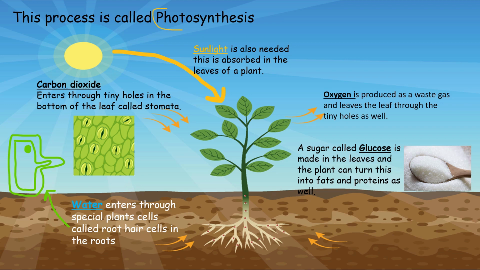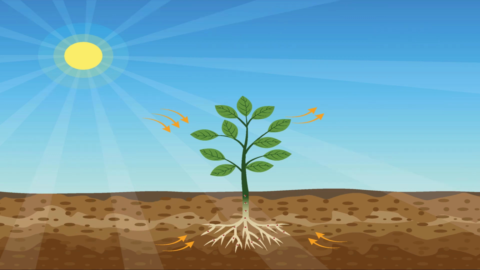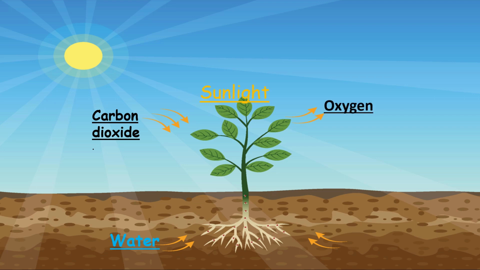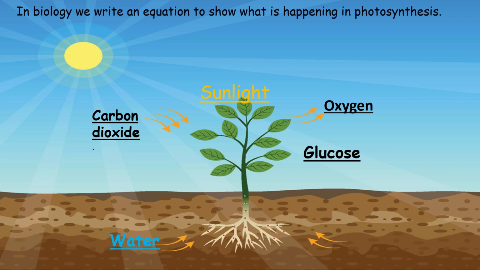Let's break down the word. Photo means light, and synthesis means making or building. So photosynthesis literally means using light to make stuff, or using light to make food. Let's remind ourselves. Carbon dioxide enters through the leaf, water through the roots, sunlight also goes into the leaf, oxygen is a waste product that leaves through the leaf, and glucose is made in the leaf. Sometimes that's stored in the roots as starch.